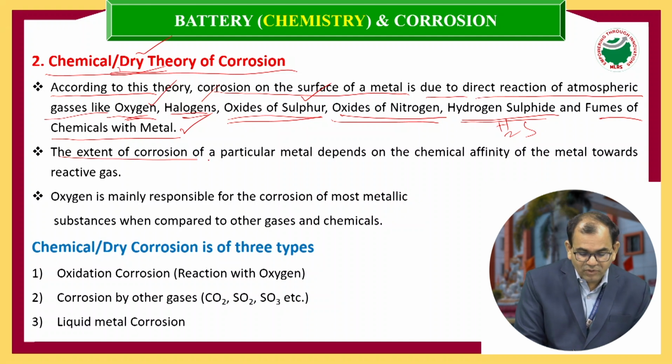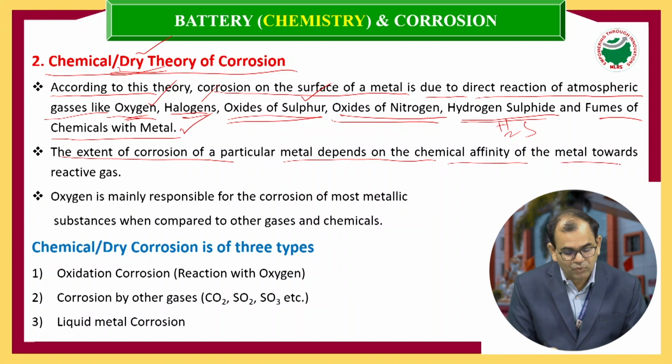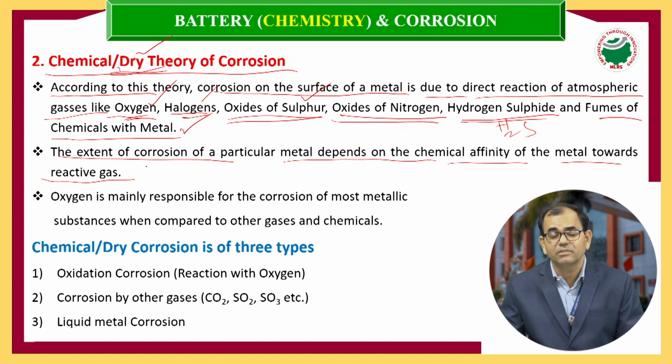The extent of corrosion of a particular metal depends on the chemical affinity of the metal towards the reactive gases. Yes, that's true. The faster the affinity of the metal with oxygen, the faster the corrosion rate. The faster the metal's affinity with hydrogen sulfide, sulfur dioxide or sulfur trioxide, the more the corrosion rate will be.